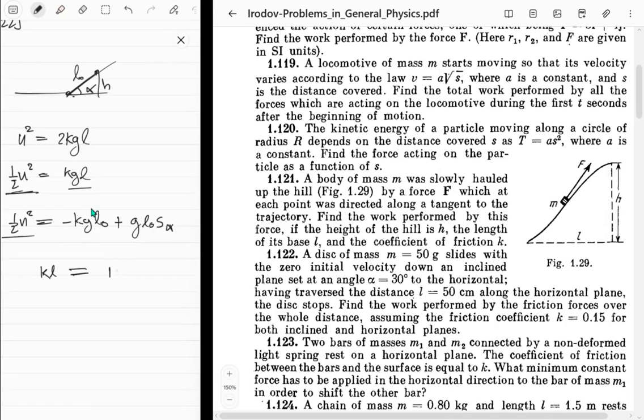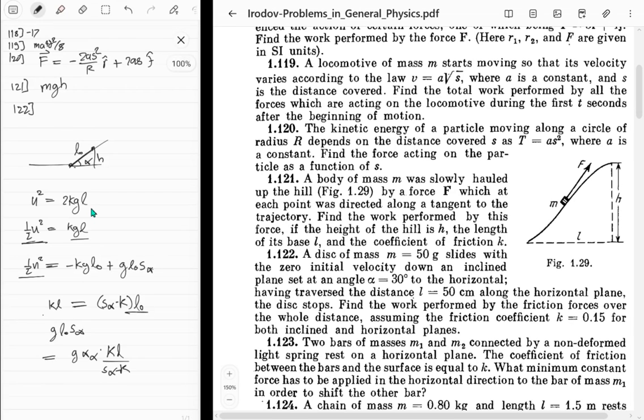Sine alpha first of all, because sine alpha minus k, and that means L naught. So now you know what L naught is, and really all we are looking for is just g L naught sine alpha. So now we can write that in terms of L. So this will just be equal to g sine alpha times kL upon sine alpha minus k. That should do it. That's our answer.